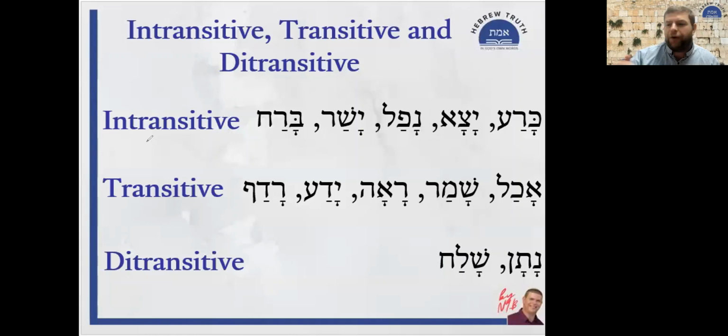There are verbs that take a direct object. We call them transitive. So achal, he ate. He ate something. Achal adam, he ate a man. Yeah, I know it's a little bit of an awkward choice, but I was just quoting a verse.